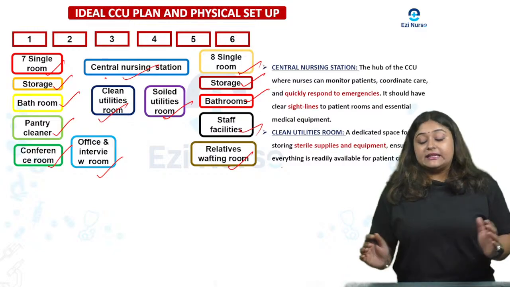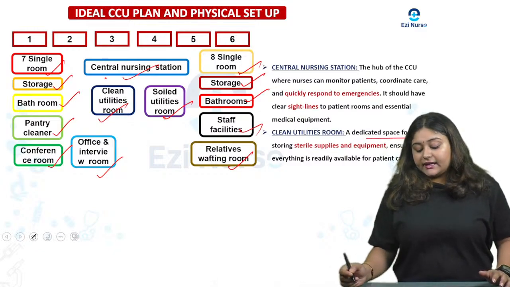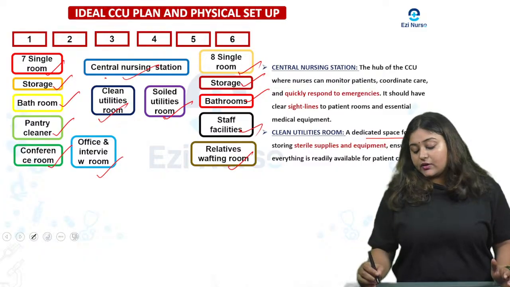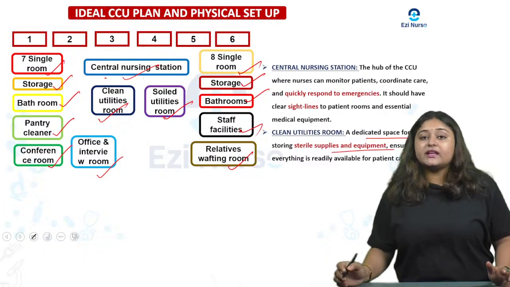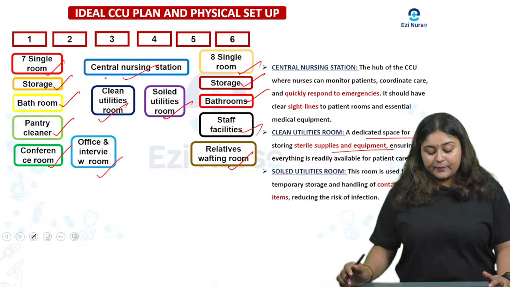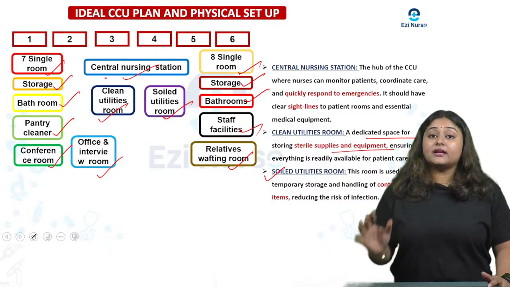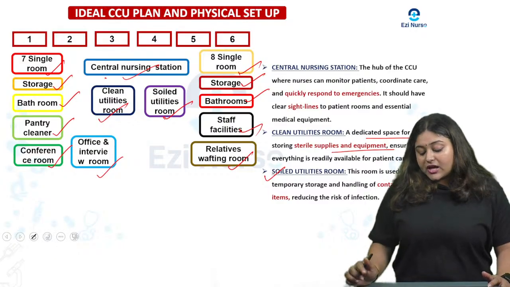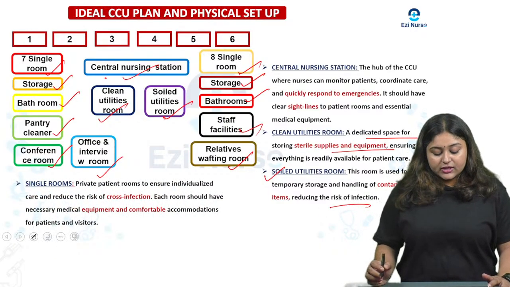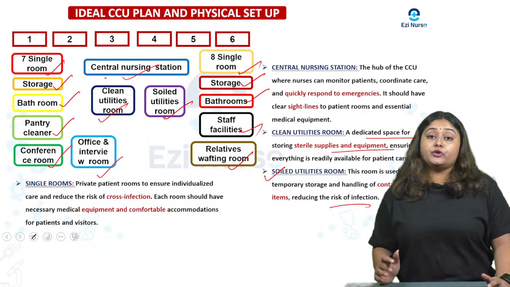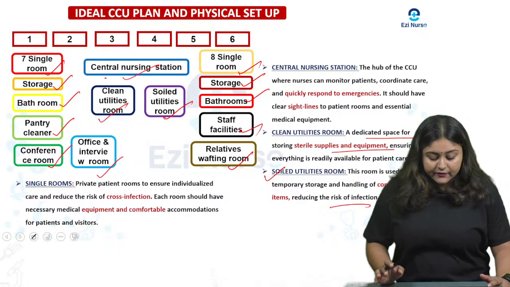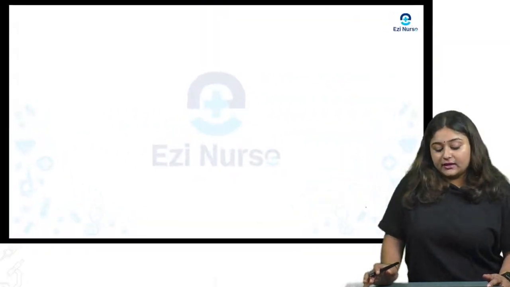Now come to the clinical utilities room. In this, the dedicated space for storing sterile equipment and supplies and ensuring that everything is readily available for patient care. Next is the soiled utilities room, meaning contaminated things should be kept there, thereby reducing the risk of infection. Then single rooms, which are very useful to prevent cross infection, as well as a private room with proper equipment, and comfortable.